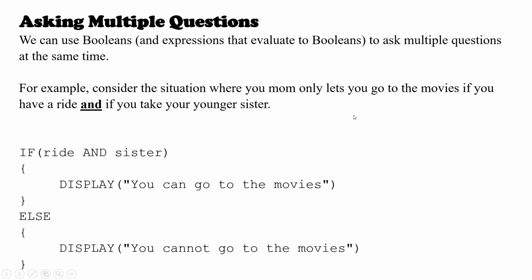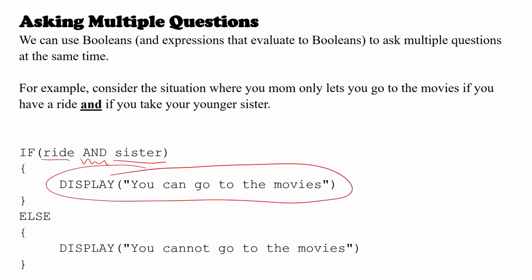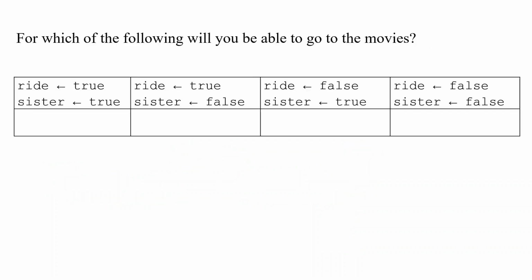Well, it says if you have a ride and you take your sister, you are going to say, yes, you can go to the movies. So if this is true, in our if statement, you can go to the movie. If this is false, you cannot go to the movie. That's how we set up our if-else statement. Now this word and is going to be a Boolean operator. So which of the following situations will you be able to go to the movies?